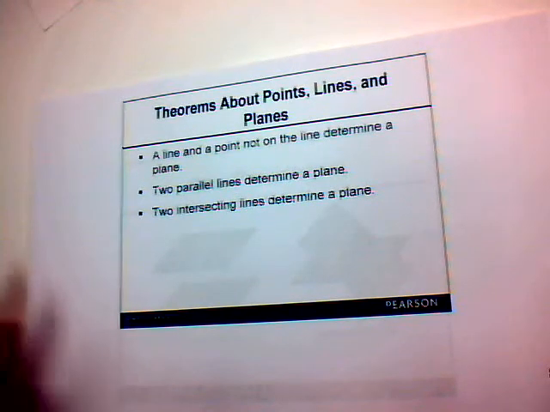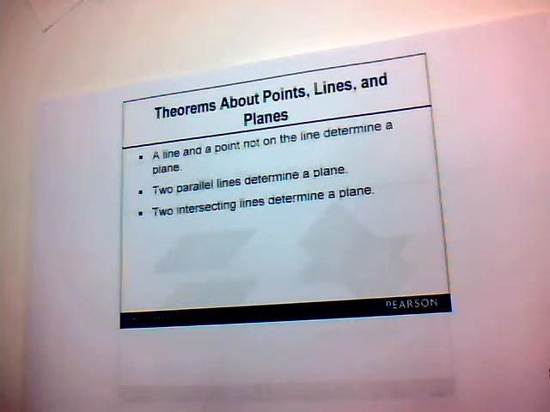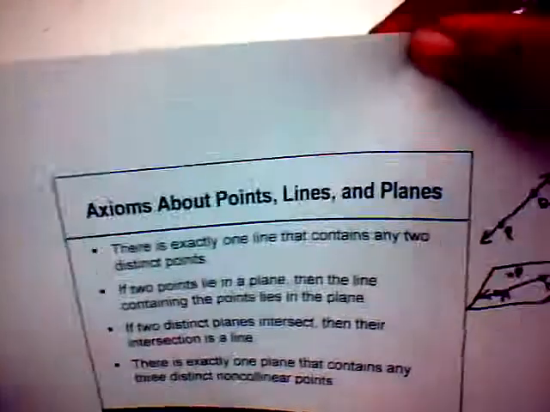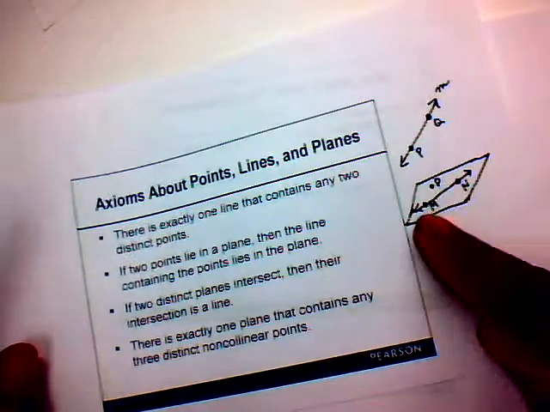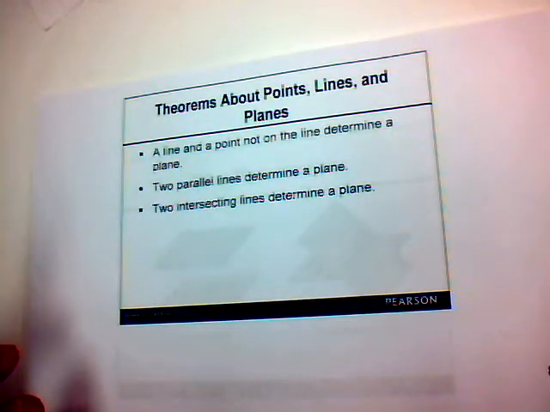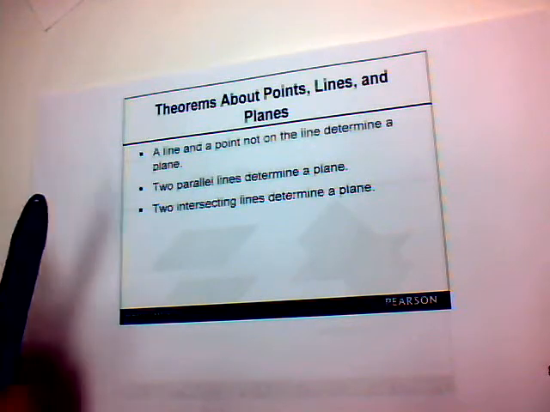Okay, a line and a point not on the same line determine a plane, which is what I just illustrated not too long ago. Here we've got a point and a line. The point is not on that line, but you have a line, and then you have that point that's not on the line. That can determine a plane.